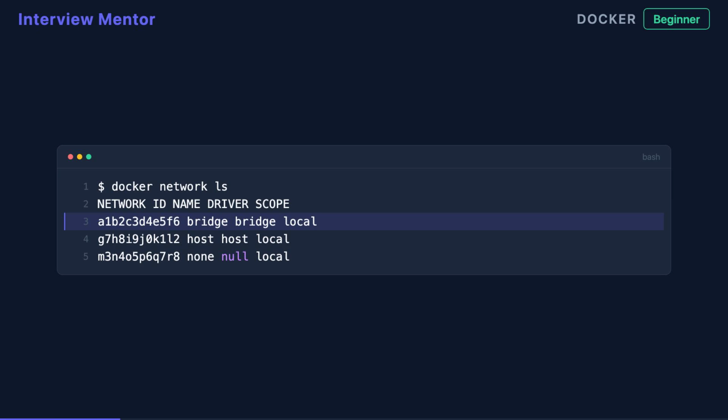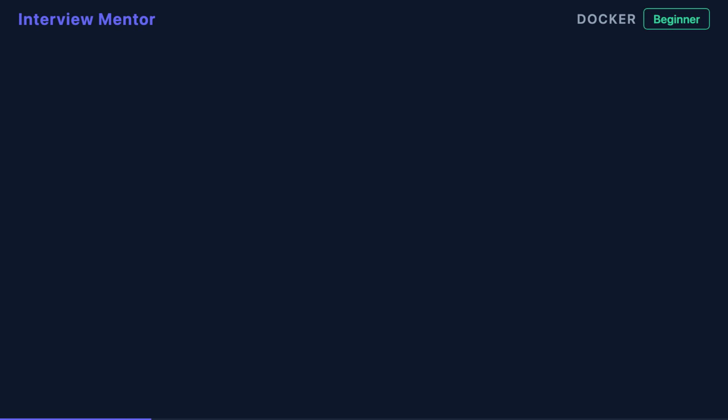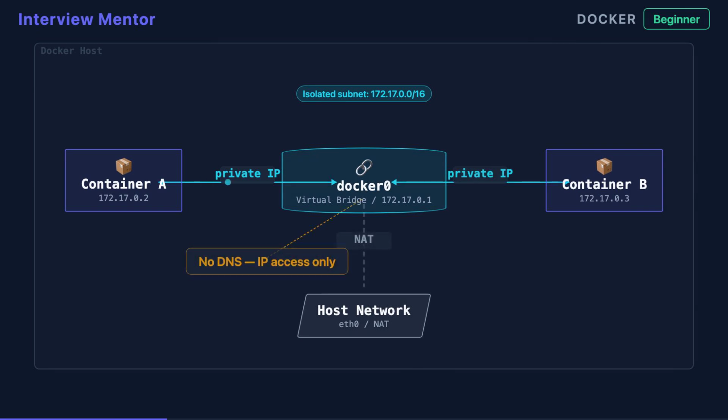Run docker network ls and you will see it listed immediately. Always present, always the default. Under the hood, Docker creates a virtual Ethernet bridge called docker0 on your host. Each container on this network receives a private IP address within an isolated subnet, typically in the 172.17.0.0 range.